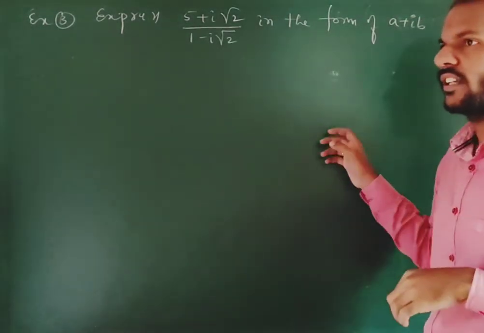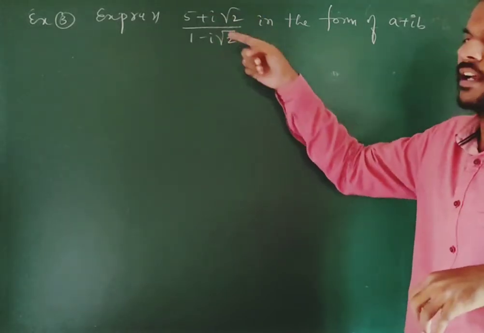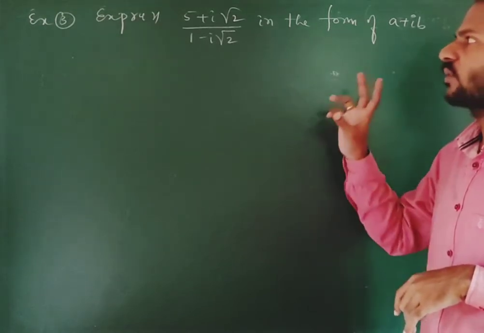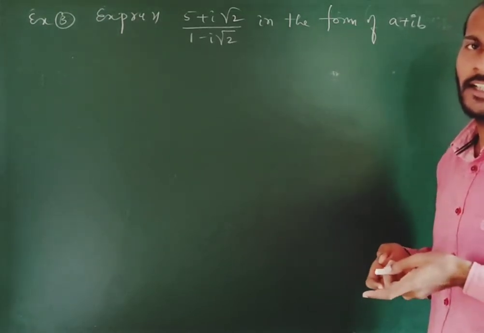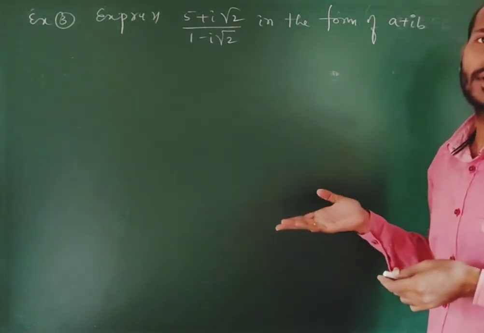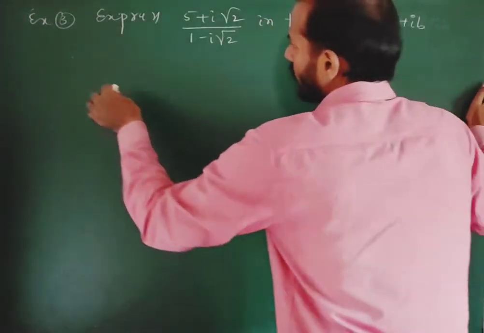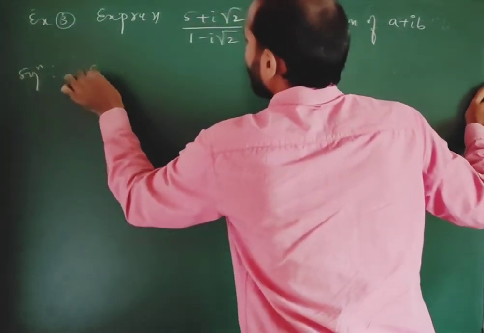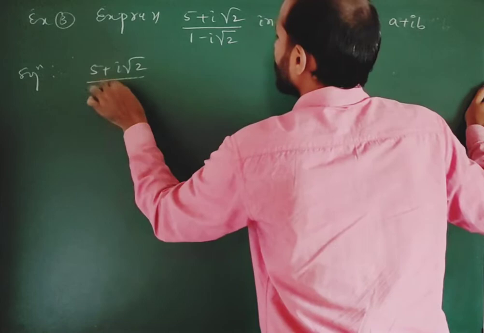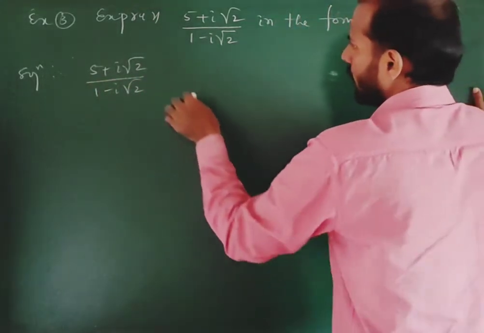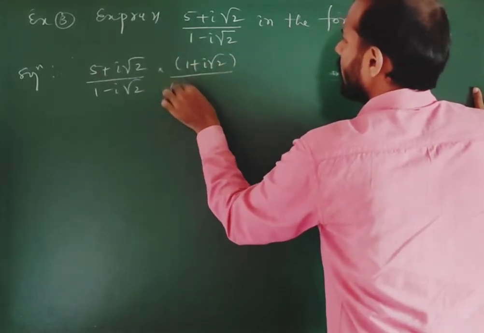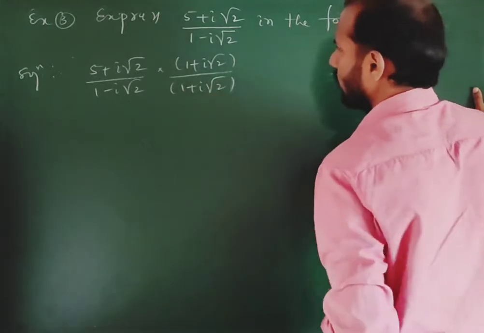Similarly here also, we have to multiply the denominator. Again here a complex number is there, so we have to convert the complex number into a real number. What we can do, just rationalize it, or we can multiply by a conjugate to the denominator. Solution, let us consider the given expression and multiply and divide by 1 plus i root 2 divided by 1 plus i root 2, right?